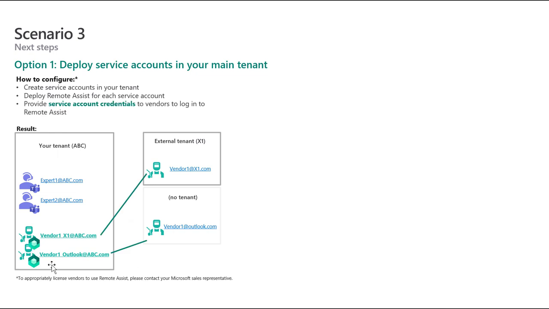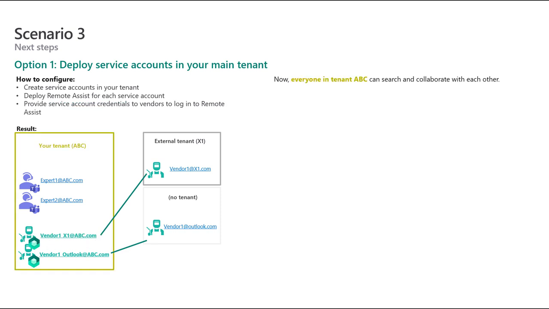Then your organization will need to provide service account credentials to vendors for them to log into Remote Assist. So now, vendor1@x1.com might be using this email in their daily work, but specifically when they want to use Remote Assist, they will be using these credentials to log into it. Once you do this, everyone in tenant ABC can search and collaborate with each other.